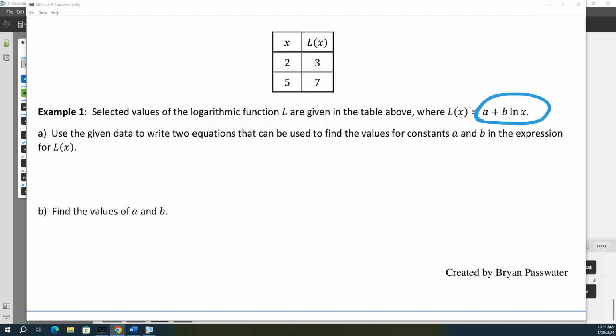It says that given the data, write 2 equations that can be used to find the constants A and B in that expression. So what they want you to do is take the X and put it in for X, and then it should equal the corresponding Y. So our 2 equations are going to be A plus B natural log of 2 equals 3, and then A plus B natural log of 5 equals 7.